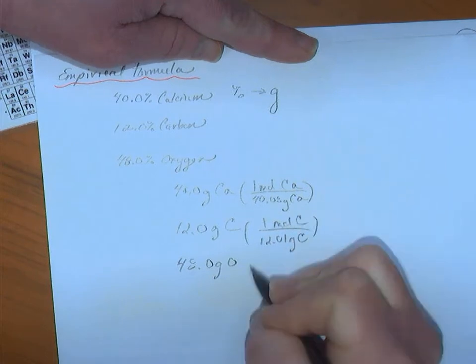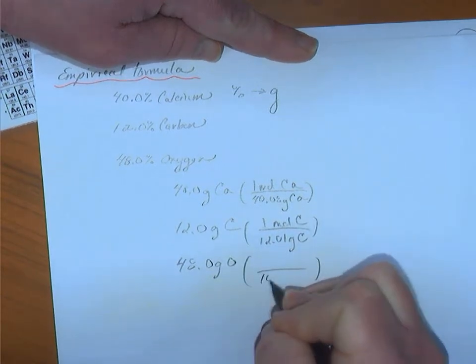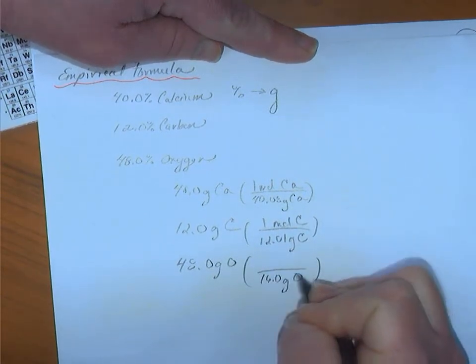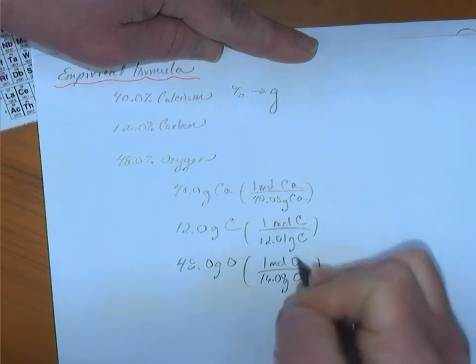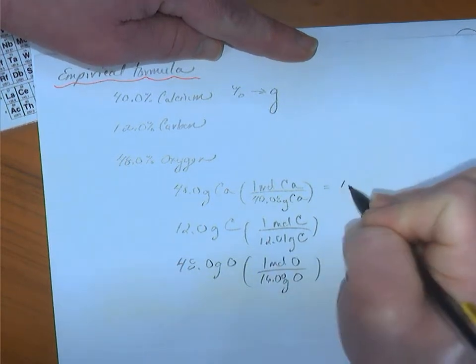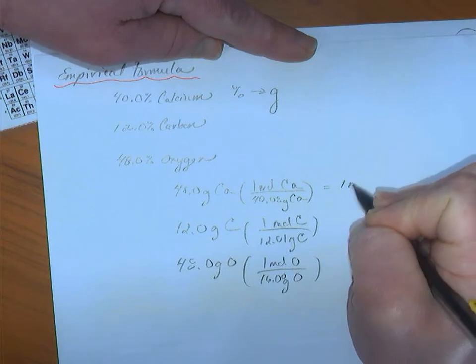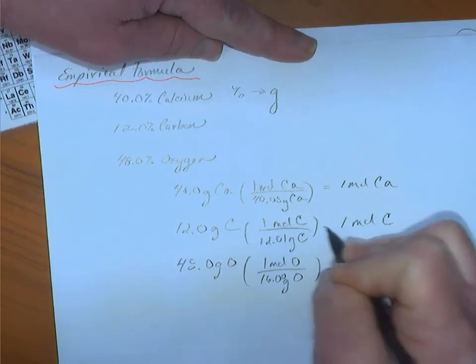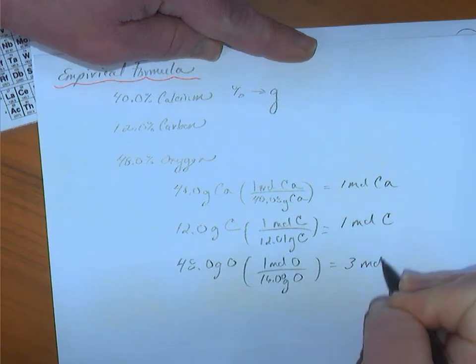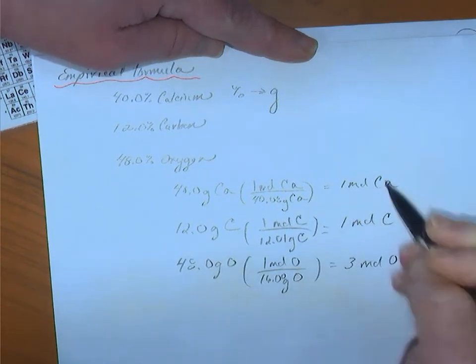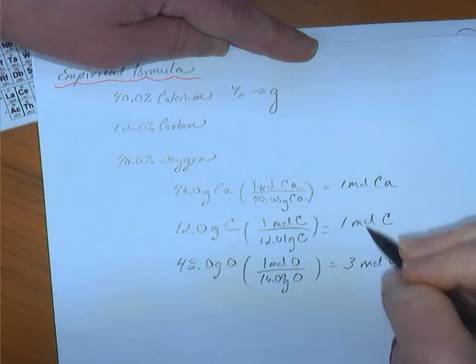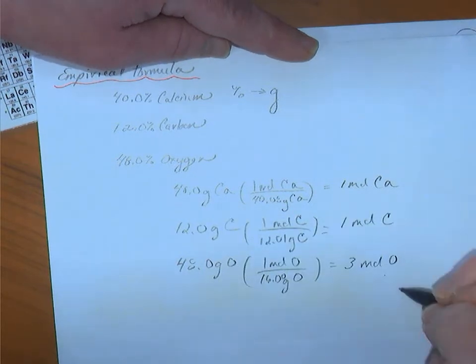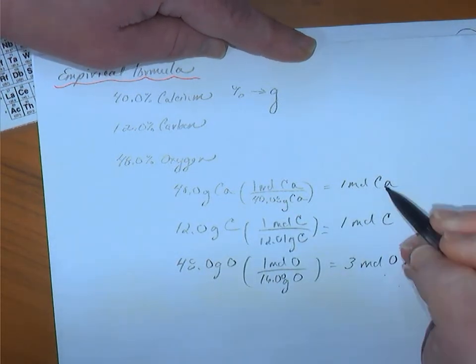And can we start to see how beautifully these numbers were chosen for us? That we will end up getting approximately 1 mole of calcium for 1 mole of carbon, and then this ends up being 3 moles of oxygen. Now, of course, I should obey significant figures, but just based upon what we're given in this very easy example, these would be our moles.